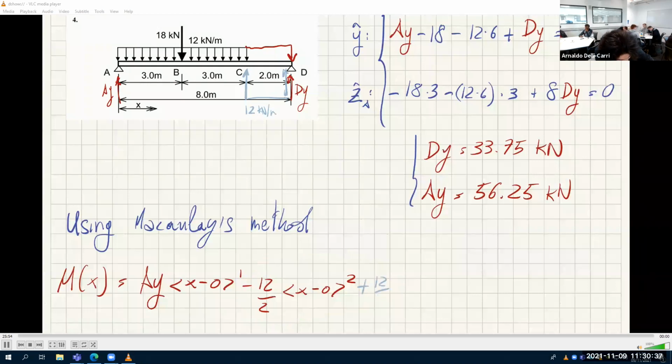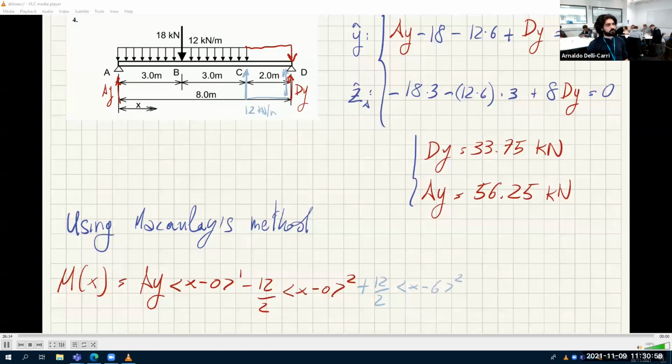Plus 12 divided by 2, x minus, where does it start? At 6 meters, to the power of 2. Okay? What's missing? The concentrated load, 18 kilonewtons.